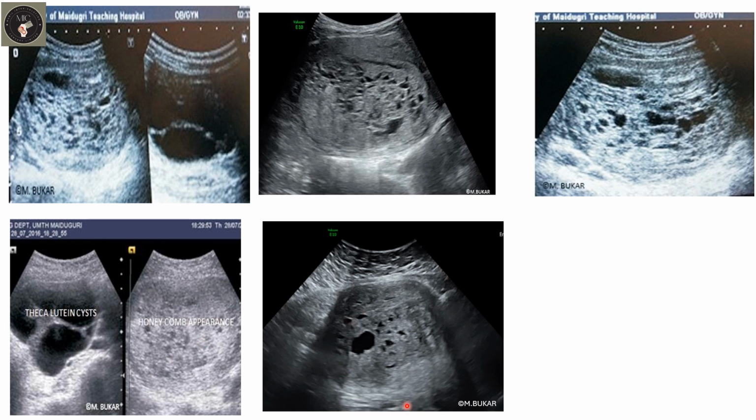This is our index case, the case of degenerated uterine fibroid. So one can see that at times it's difficult to differentiate between this and this. But of course, history and appropriate assessment of the patient will actually narrow down the diagnosis.